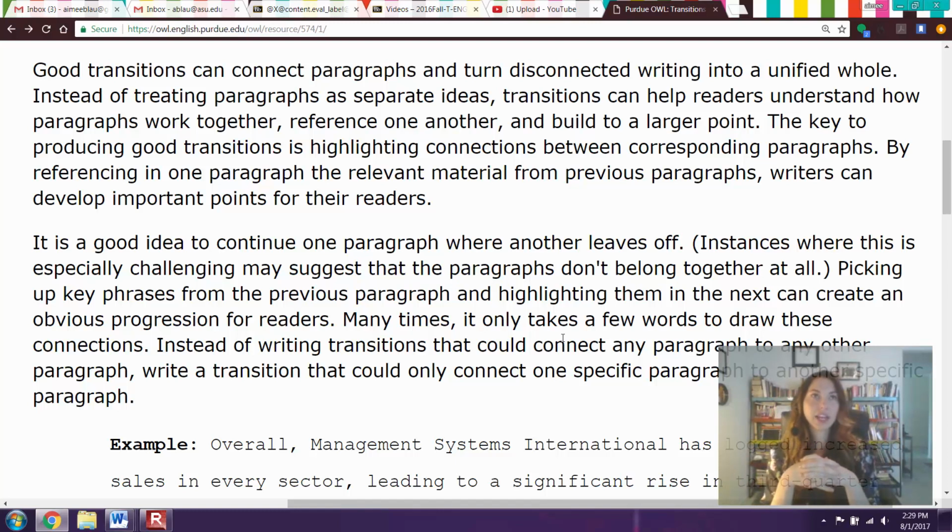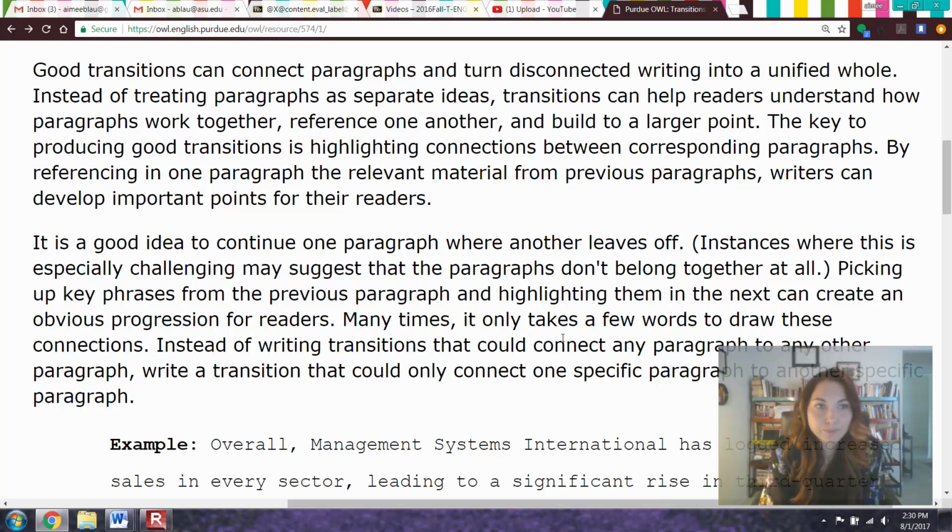I think a lot of times students put paragraphs together in any old order and they're not building with a purpose to a specific point. And I think that transitions really help to create that sense of urgency and that sense of organization that you're building to a conclusion. Purdue OWL says that instead of treating paragraphs as separate ideas, transitions help readers to understand how paragraphs work together, and do that building to a larger point.